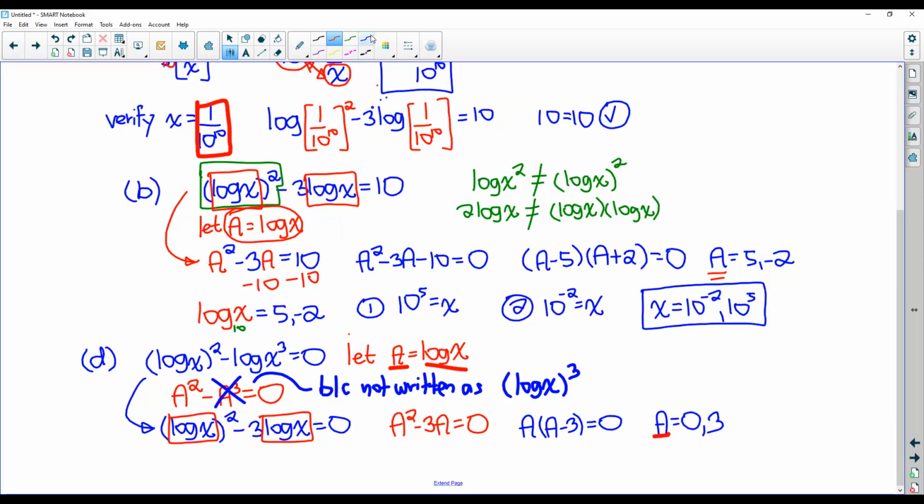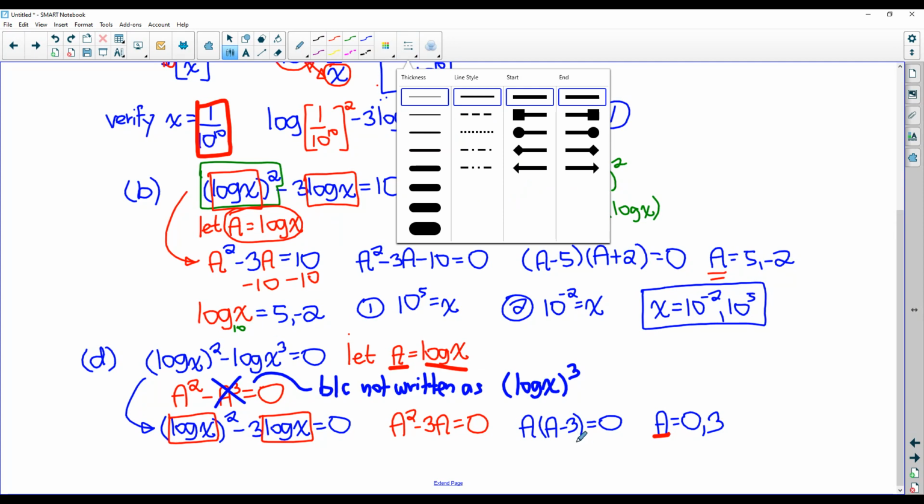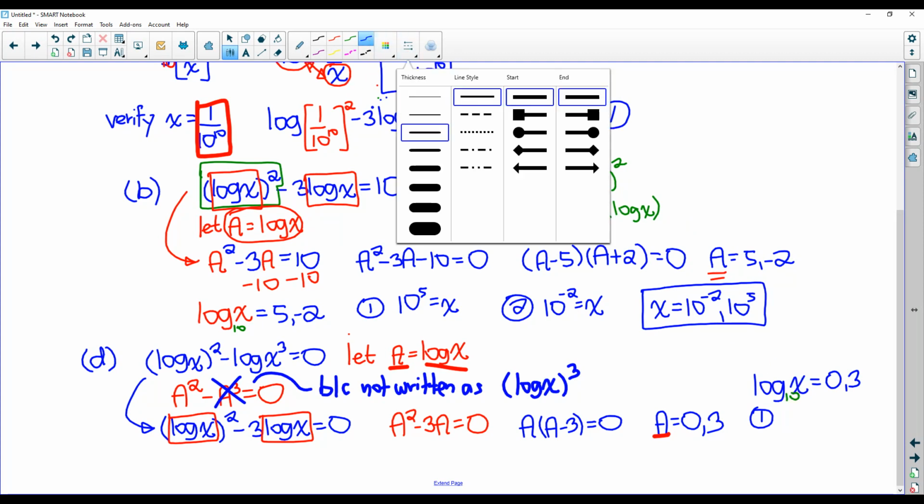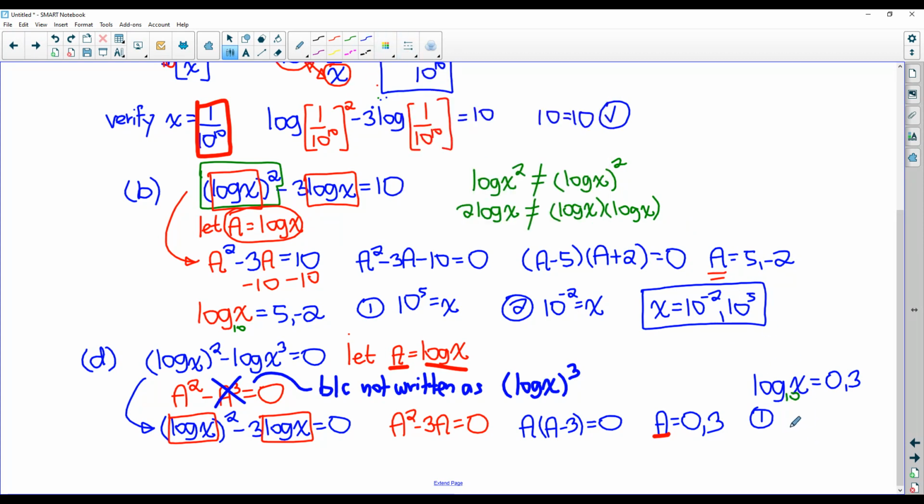And then I would have here, you'd have log x, okay, because it's not A, it's log of x, is 0 or 3, and that'll lead to two solutions. So one solution, again, your base, even though we don't see it, is 10. So one solution would be 10 to the power of 0 is x. And another solution would be 10 to the power of 3 is x.